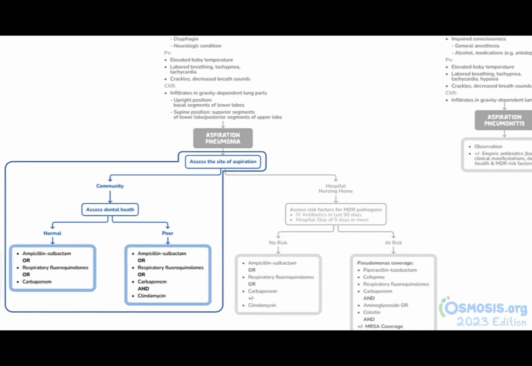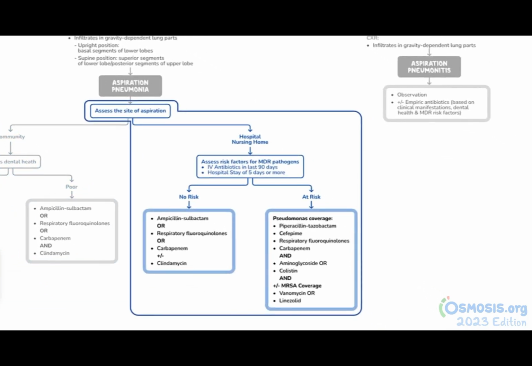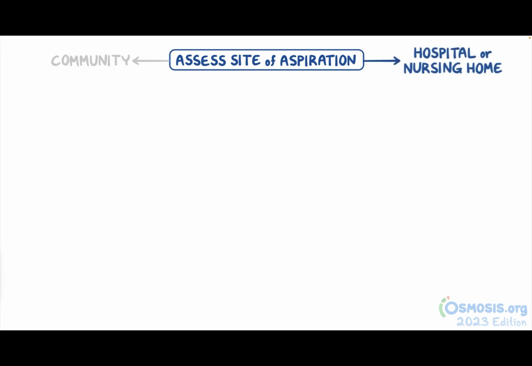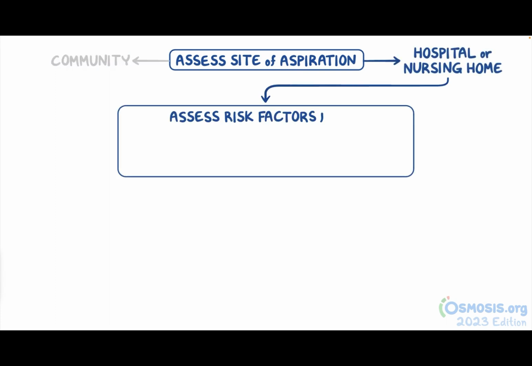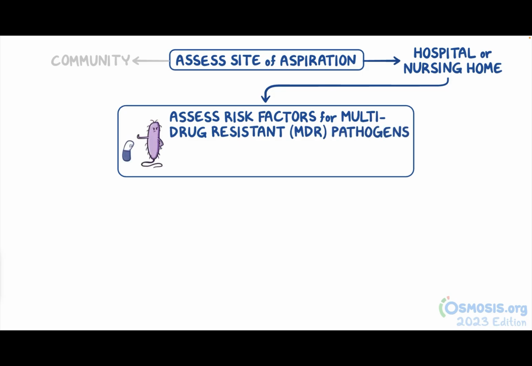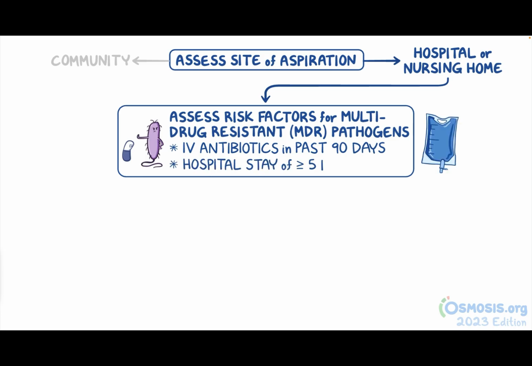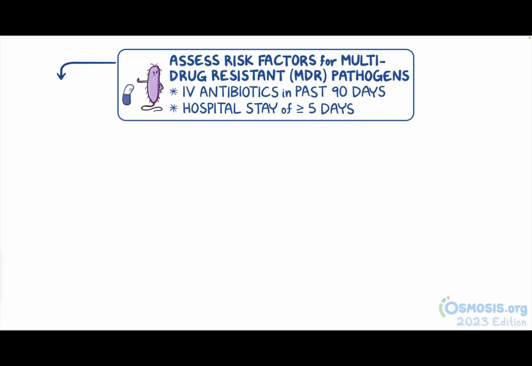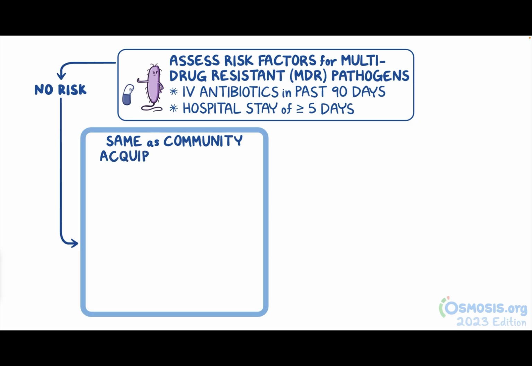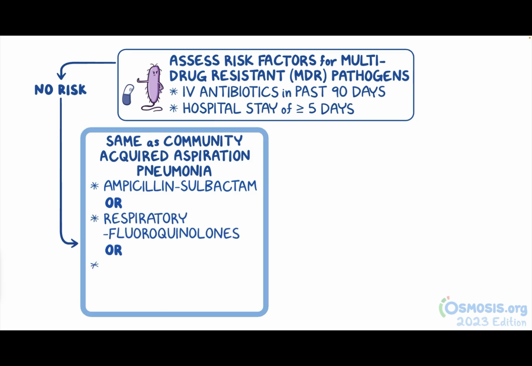Now let's go back and take a look at individuals that aspirated in a hospital or nursing home. In this case, first you need to assess risk factors for multidrug resistant, or MDR, pathogens, which include the use of IV antibiotics in the last 90 days and a hospital stay of 5 or more days. If your patient has no MDR risk factors, treat them the same way you would treat individuals with community-acquired aspiration pneumonia. In other words, give them ampicillin sulbactam, respiratory fluoroquinolones, or carbapenems.